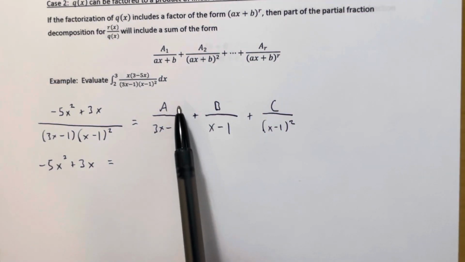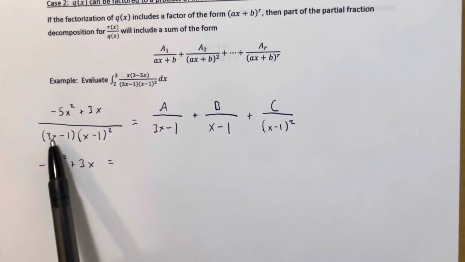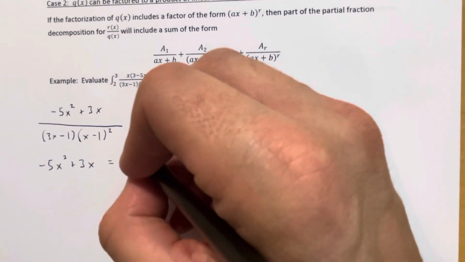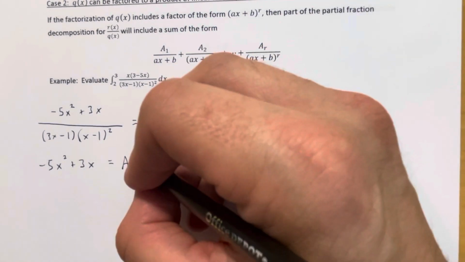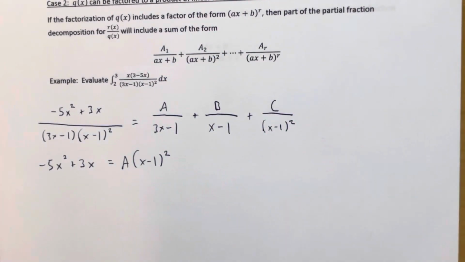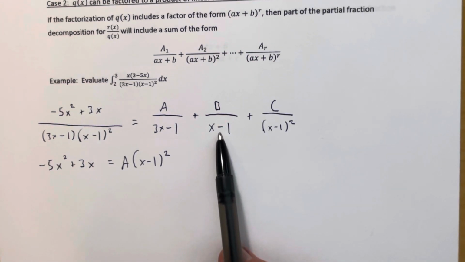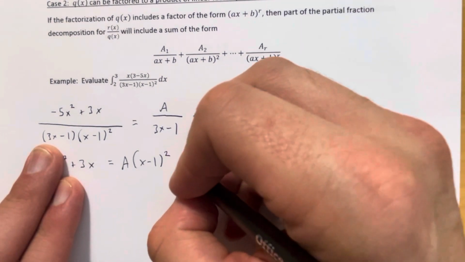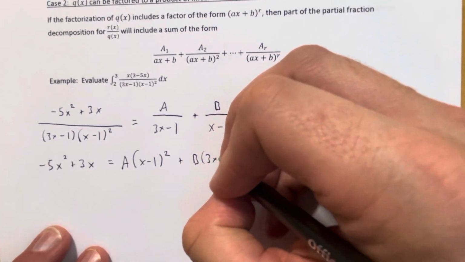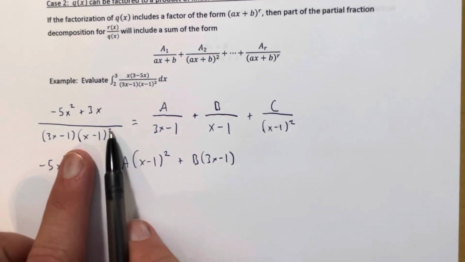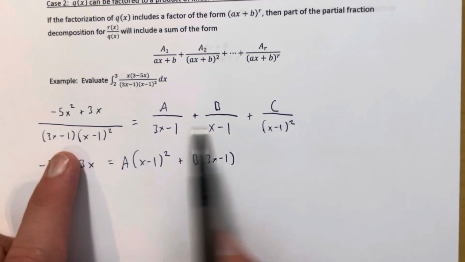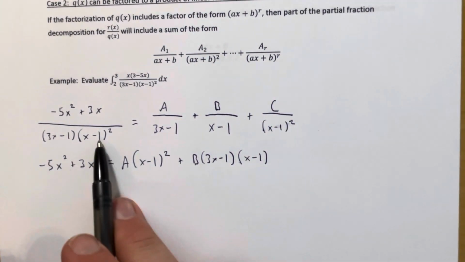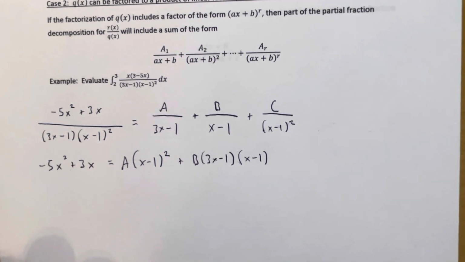What's going to happen? I have a over 3x minus 1. So when I multiply by this, the 3x minus 1 will cancel with that one, and I'll be left with a times (x minus 1) squared there. Okay? And then my b over x minus 1, what happens here? Well, the 3x minus 1 that I'm multiplying by has nothing to cancel with, so that's still going to be there, 3x minus 1. And then for the (x minus 1) squared, one of those will cancel with that x minus 1 there, but I'm going to have another one left over because that's x minus 1 squared. We only lose one of those factors here.